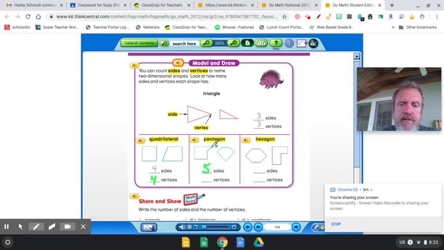So 1, 2, 3, 4, 5. Let's check this one. 1, 2, 3, 4, 5. How about that? We made a pattern.